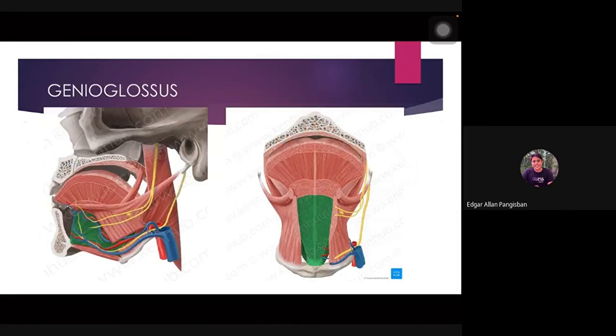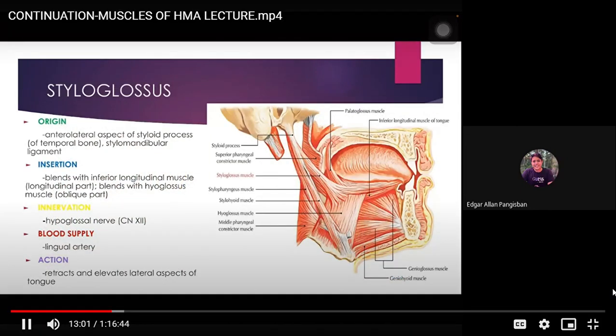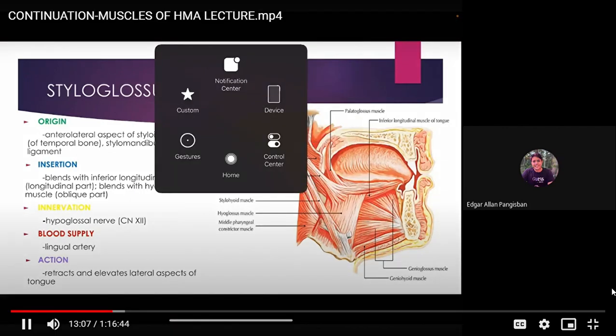Before we proceed to the next muscle, extrinsic muscle. Again, guys, this is an extrinsic muscle. Next is your styloglossus. Now, the origin of your styloglossus is the styloid process.